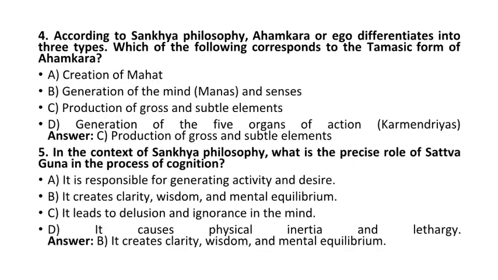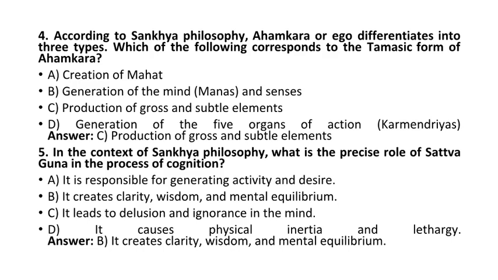Question 4 is, according to Sankhya philosophy, Ahamkara or ego differentiates into three types. Which of the following corresponds to the tamasic form of Ahamkara? A. Creation of Mahat. B. Generation of the mind, manas, and senses. C. Production of gross and subtle elements. D. Generation of the five organs of action, Karmendriyas. Answer C. Production of gross and subtle elements.